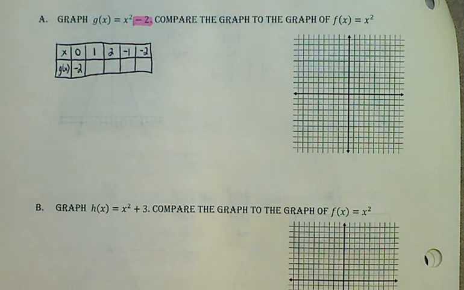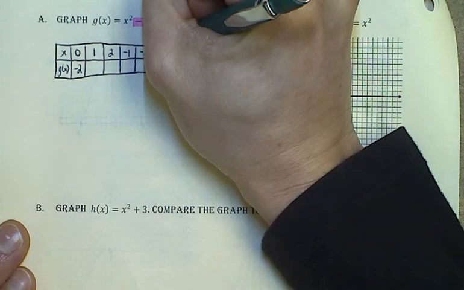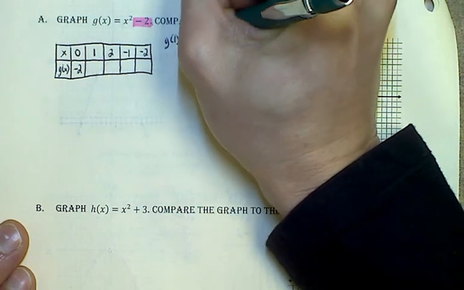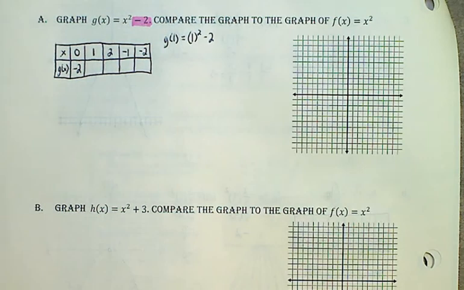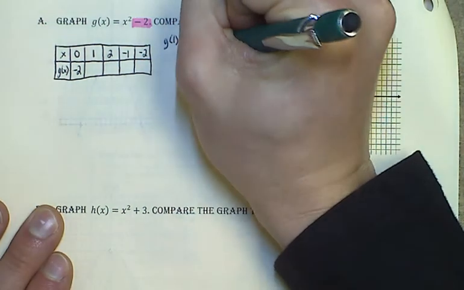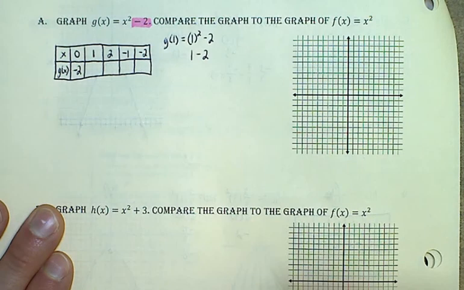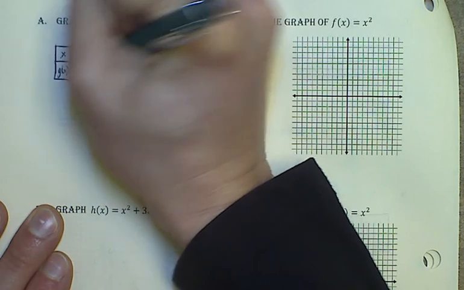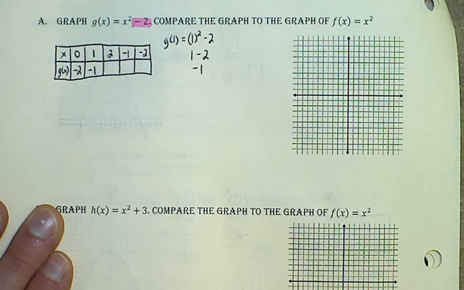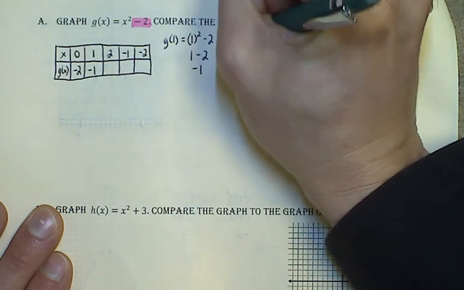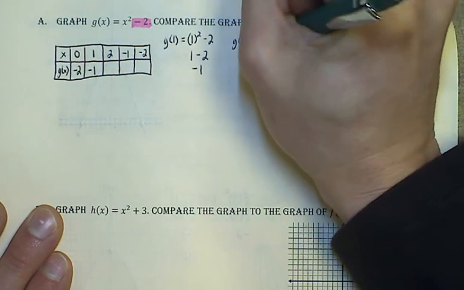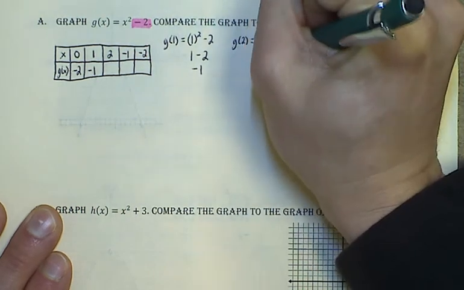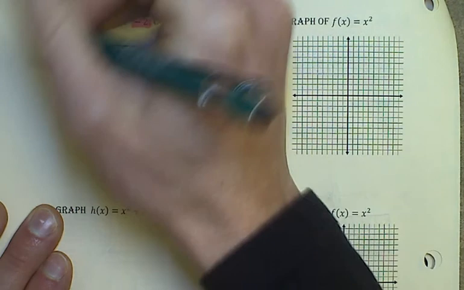So when I have an x of 1, g of 1 equals 1 squared minus 2. According to PEMDAS, got to do the exponent first. So 1 squared is 1, minus 2 is negative 1. So when x is 1, g of x is negative 1. Now I'm going to put in my 2. So when x is 2, g of 2 equals 2 squared minus 2. Well, 2 squared is 4, minus 2 is 2. So when x is 2, g of x is 2.